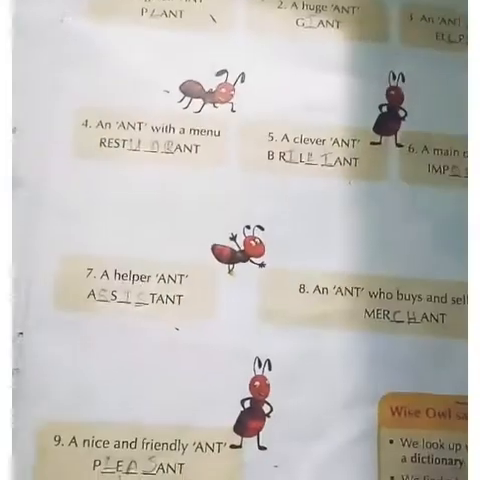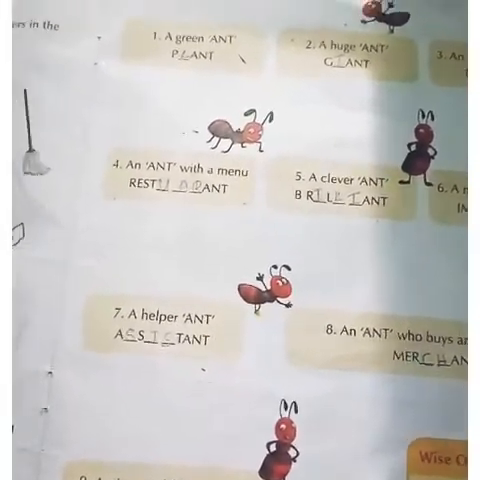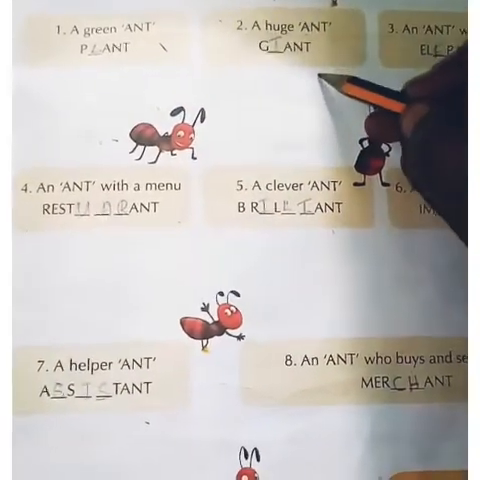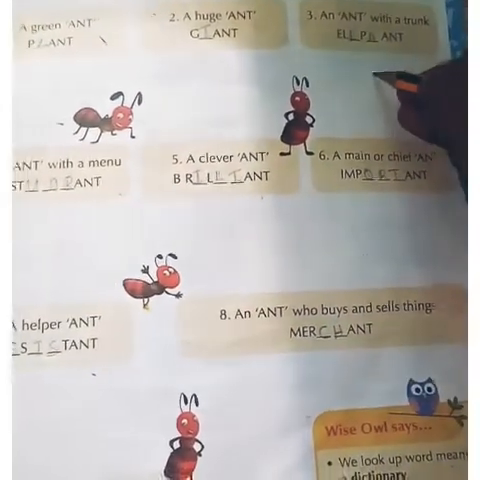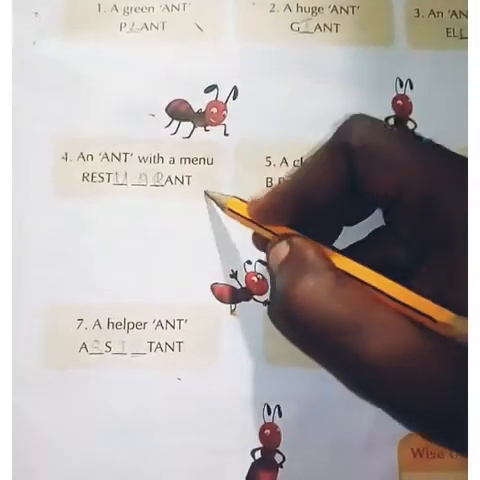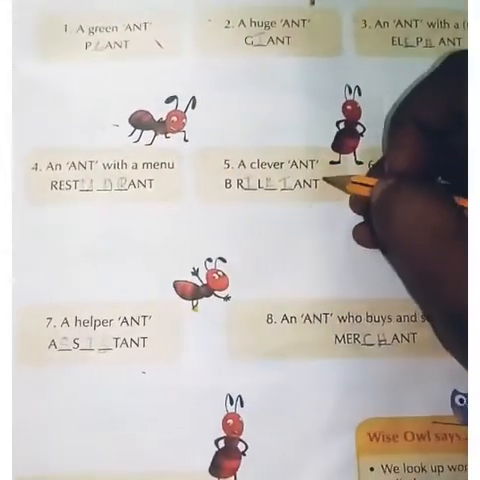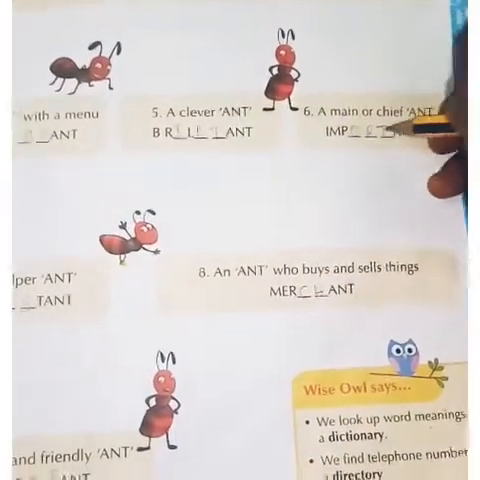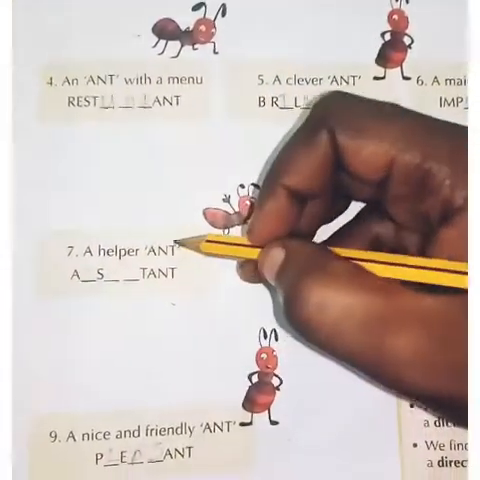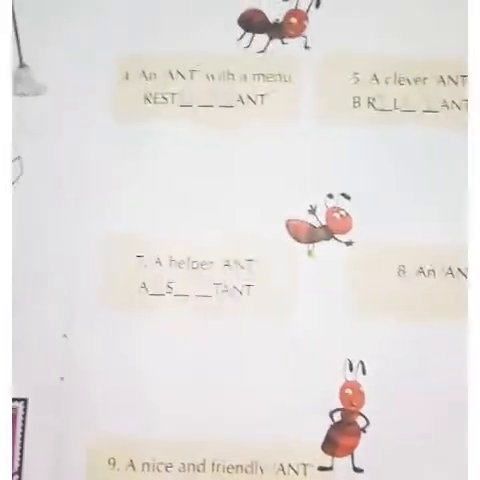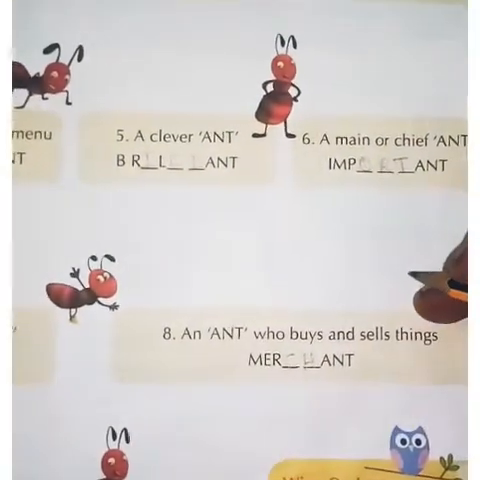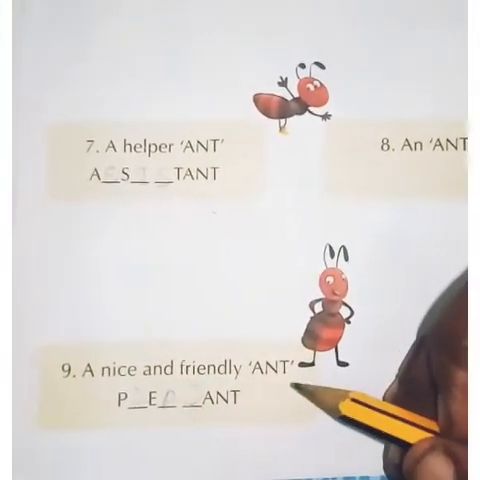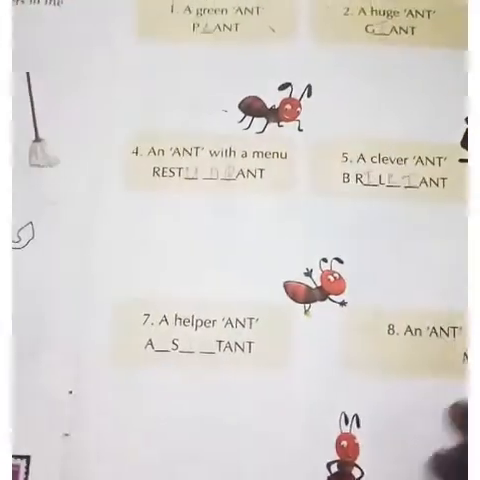Pleasant. Pleasant. So the first one, listen. A green ant is plant. A huge ant, giant. An ant with a trunk, elephant. An ant with a menu, restaurant. A clever ant, brilliant. A main or chief ant, important. A helper ant, assistant. An ant who buys and sells things, merchant. Then the nice and friendly ant, pleasant.